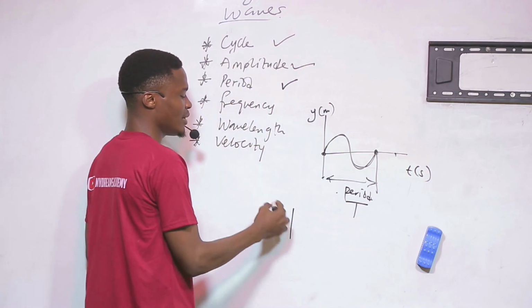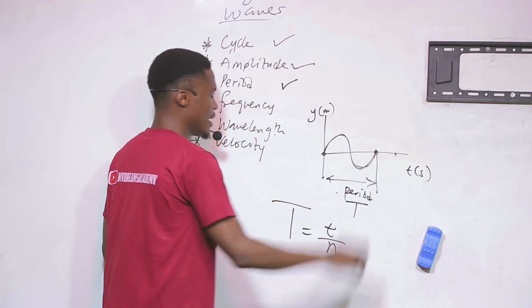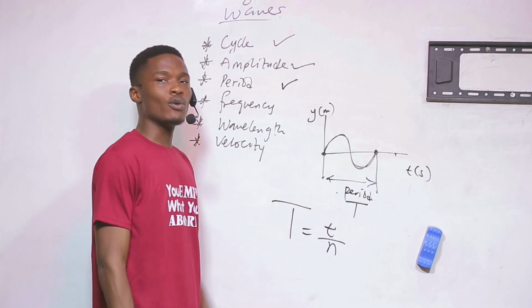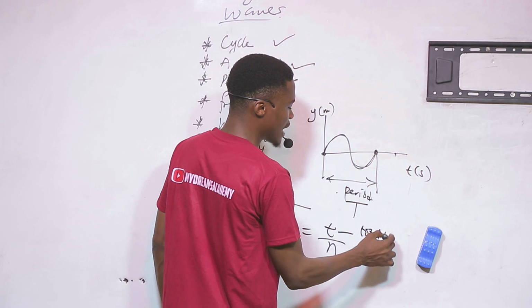And mathematically, we can say that period is equal to small t over n. Period is equal to small t over n. What does that mean? Small t here means total time.